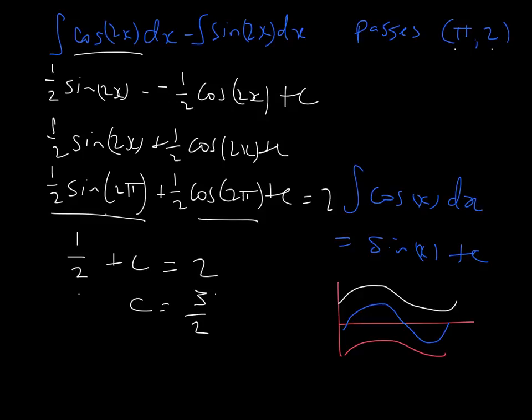So now based on that, our equation ends up becoming 1 over 2 sine of 2x plus 1 over 2 cos of 2x. We don't have c anymore, we've got that, plus 3 over 2. So those are the steps that we take.